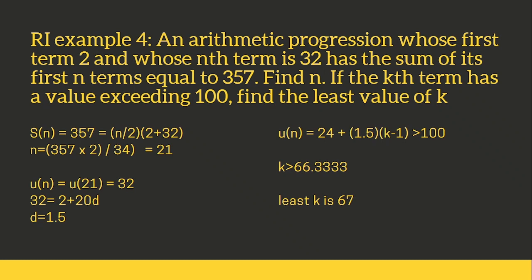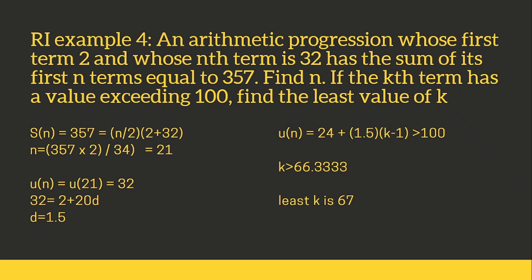So we'll just use the formula again, where Sn equals n over 2 times the first term plus the last term. So 357 equals n over 2 times 2 plus 32, you solve that, you get n equals 21. So un equals u21 equals 32. So 32 equals 2 plus 20d, so d equals 1.5. How we got the 32 is because we know that the nth term is 32.